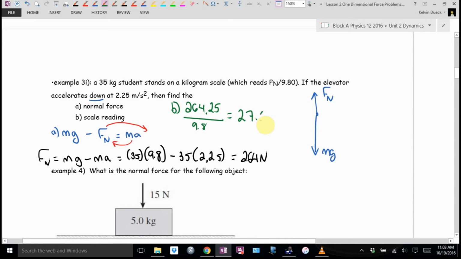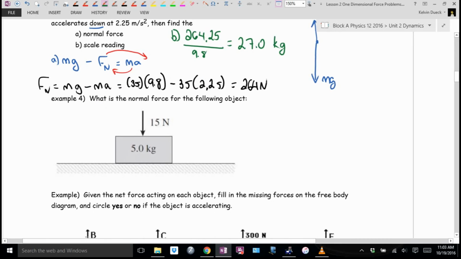Even though this person has a mass of 35 kilograms, they would feel lighter. Mr. Duick, I don't notice this in elevators. That's because most elevators only accelerate for a split second, and then you're at a constant speed. But on good express elevators, you'll notice it for a little bit at least. Example 4.